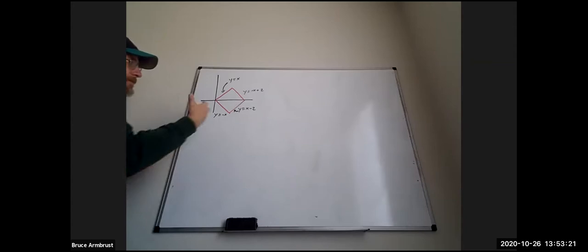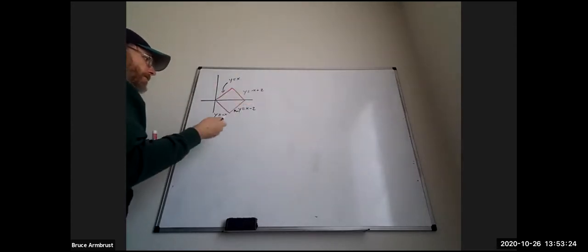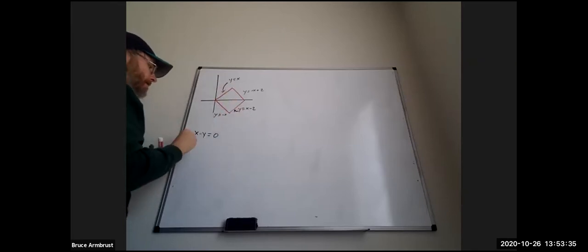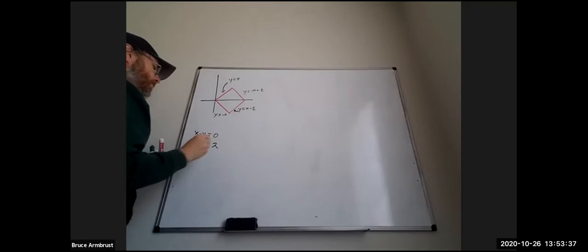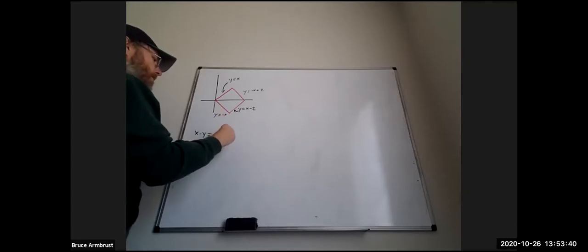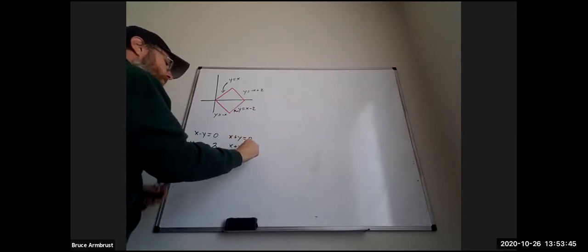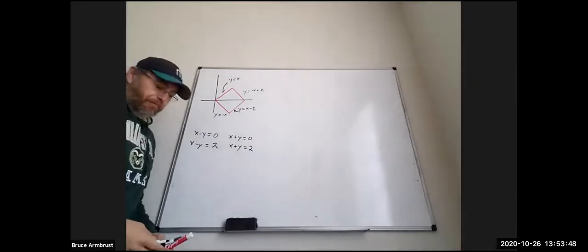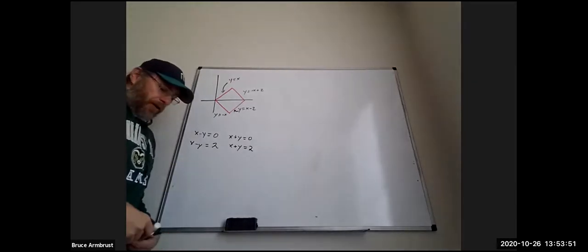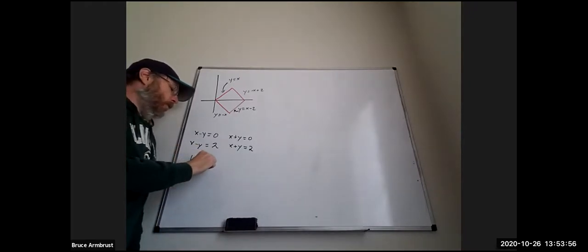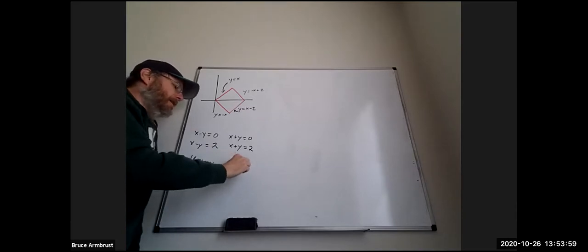What we did was we basically just rewrote those equations so that we had x minus y equals 0. So that was this top one. The parallel line to it was x minus y equals 2. And then the other ones were x plus y equals 0 and x plus y equals 2, right? So those were the four boundaries. And we saw that a really good transformation for this was to let u equal x minus y and v equal x plus y.